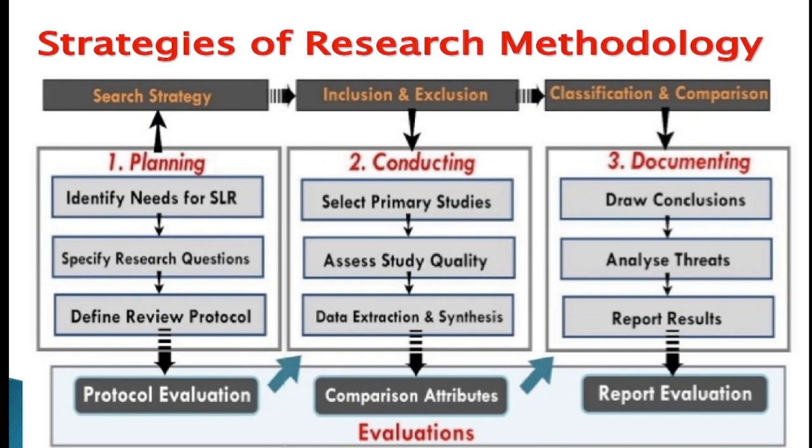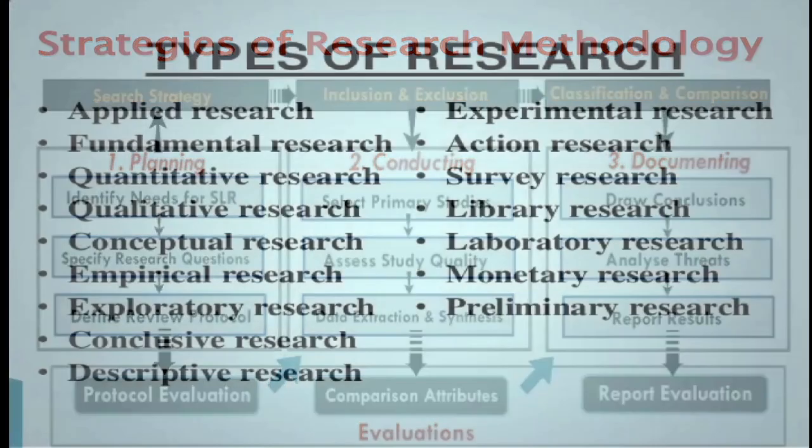So the third strategy, classification and comparison with the help of documentation. So here we can draw conclusions, analyze threats and report results. That is what is known as a report evaluation. So this is the strategy of research methodology.